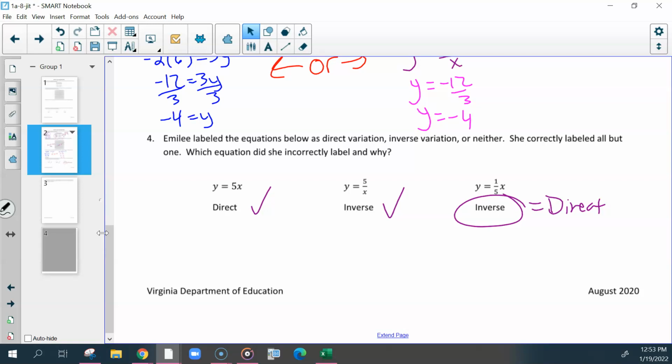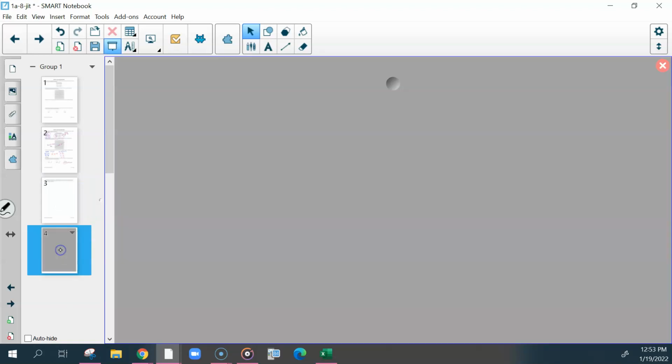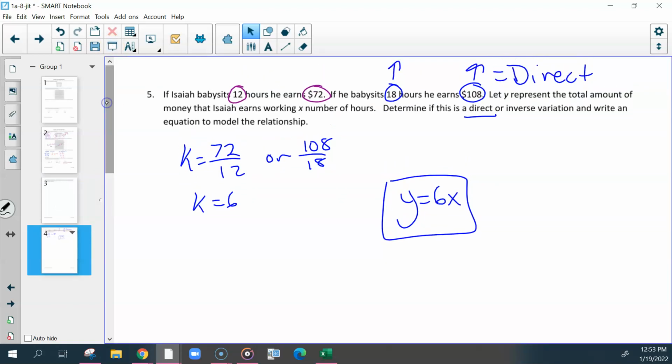I don't remember if 5 got put on the front of this or the back. But for 5, I'm just going to talk through this. Here, it doesn't give you words to tell you if it's direct or inverse. You have to figure that out.